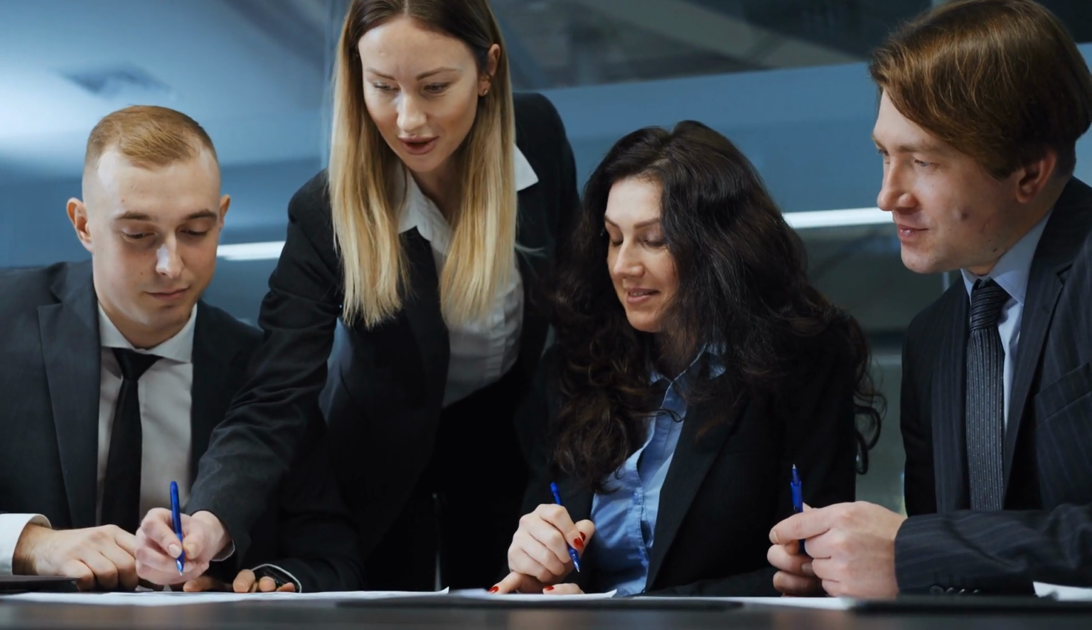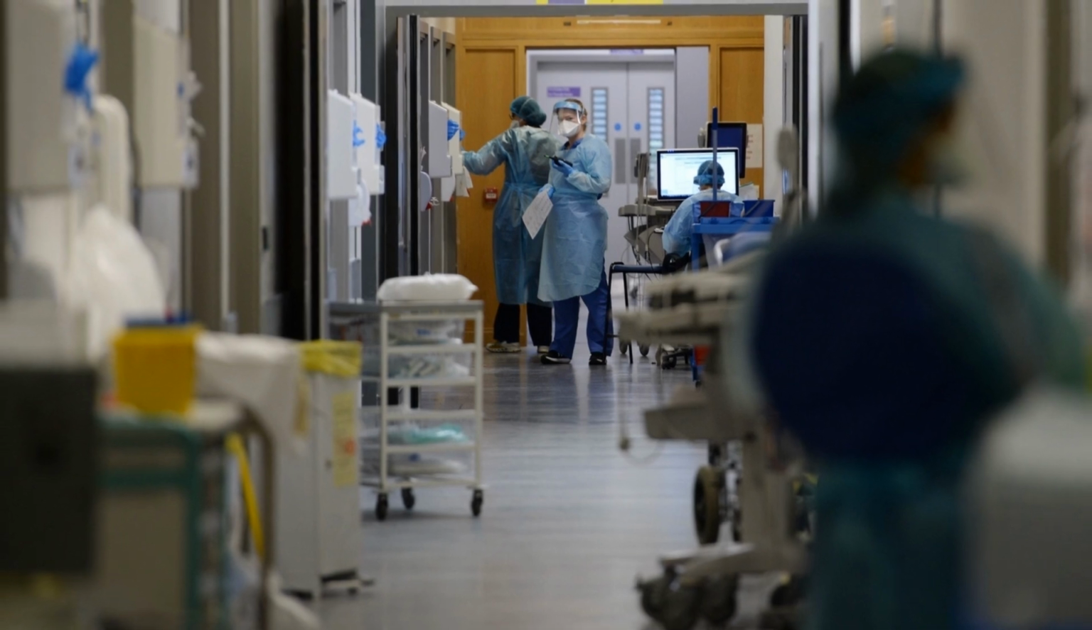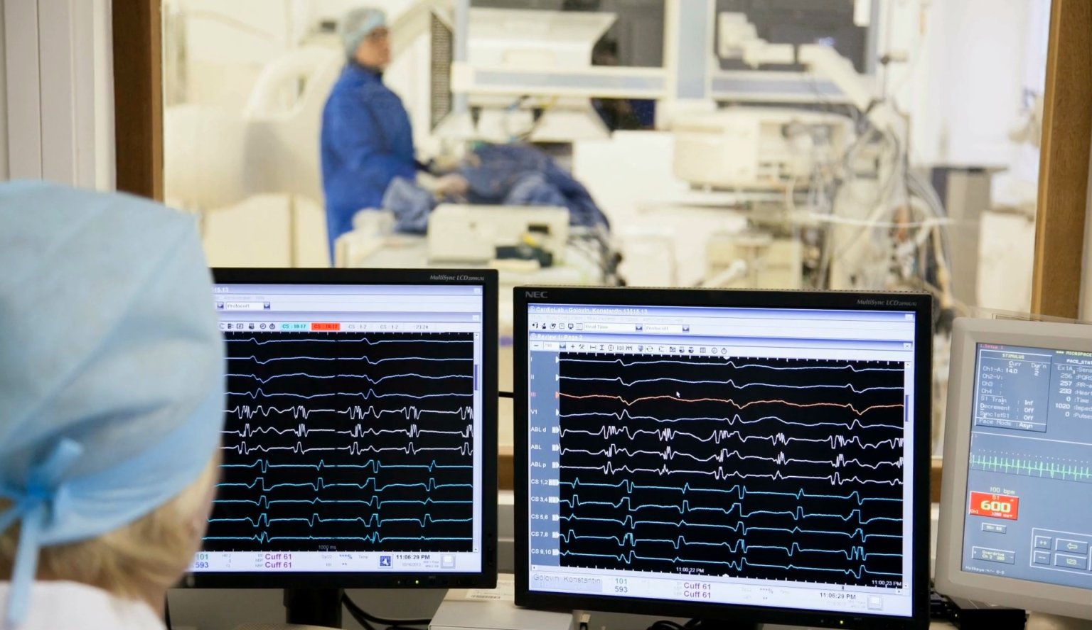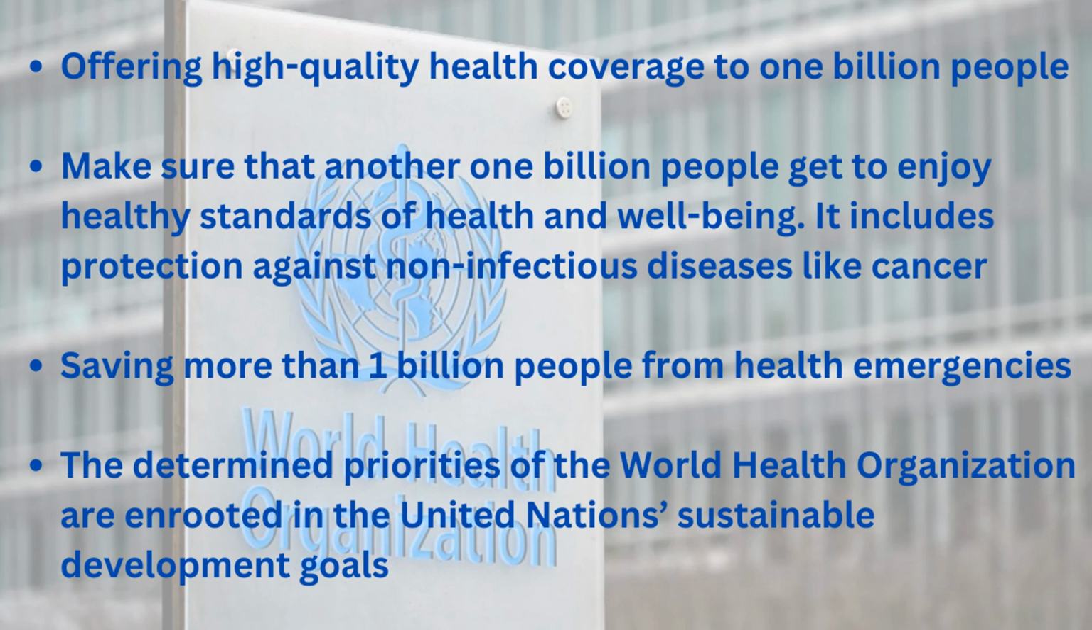WHO drafts the strategy for 5 years. In 2019, they analyzed the world's condition and figured out 3 priorities to focus on for the next 5 years, which include offering high-quality health coverage to 1 billion people. Make sure that another 1 billion people get to enjoy healthy standards of health and well-being. It includes protection against non-infectious diseases like cancer. Saving more than 1 billion people from health emergencies. The determined priorities of the World Health Organization are rooted in the United Nations Sustainable Development Goals.